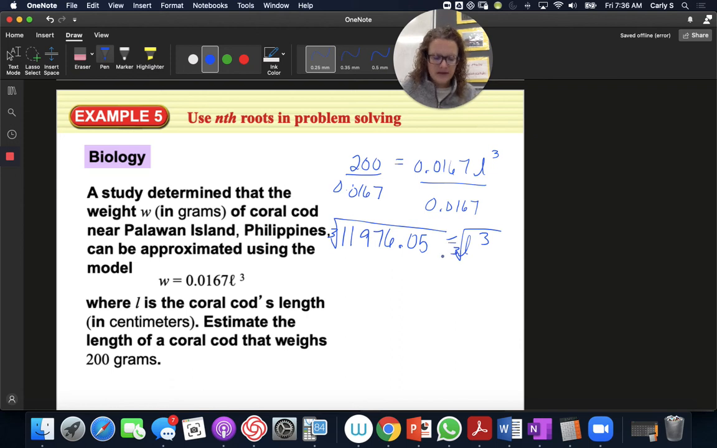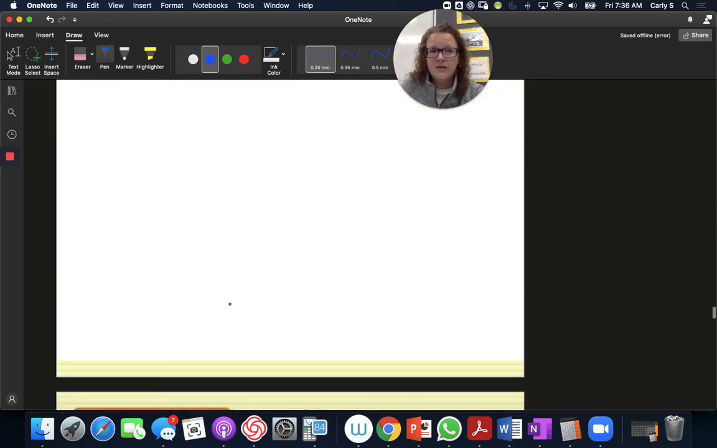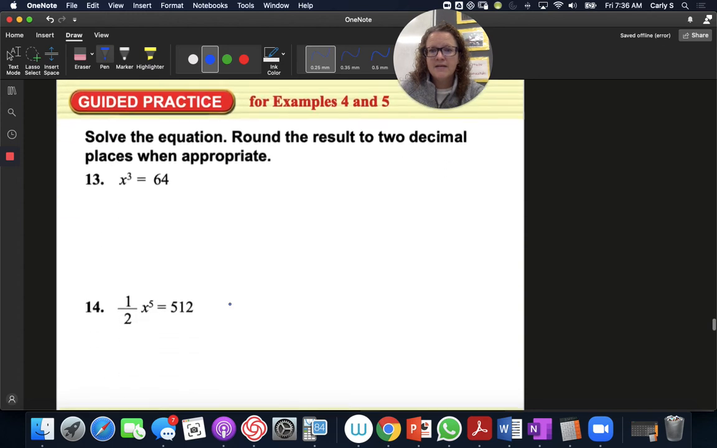A positive has to be positive when it's odd. So my calculator, I'm just going to raise my answer to the 1/3 power. And I get length equals 22.88 centimeters. Not too bad. I gave an extra page just in case I needed more room to work.